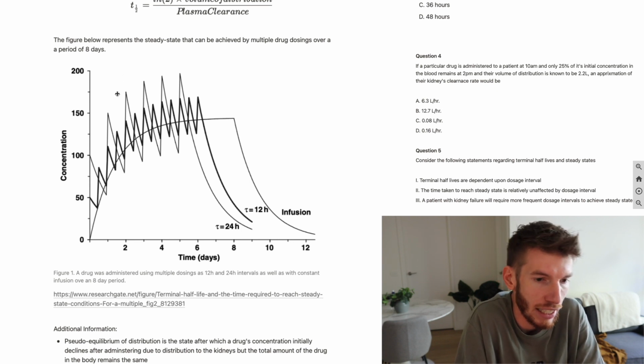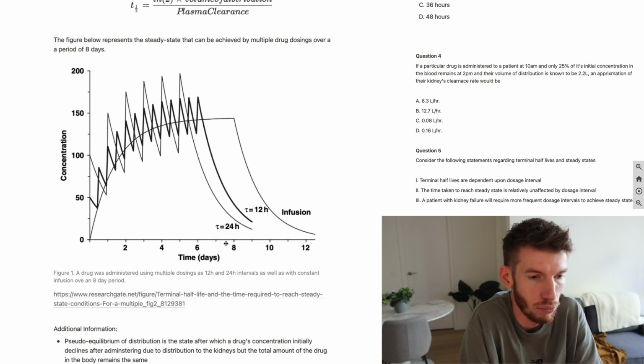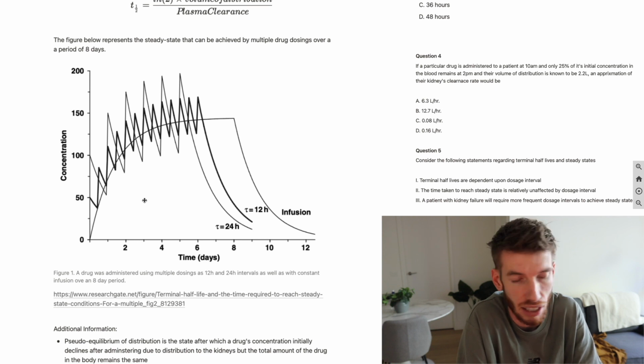So we've got here, again, with graphs, I've mentioned this before, I usually don't read them too heavily. I look straight to my variables so I can see I've got time in days, concentration being measured, makes sense. And then I've got 3 different graphs. So we've got 24 hours, 12 hours, and infusion.